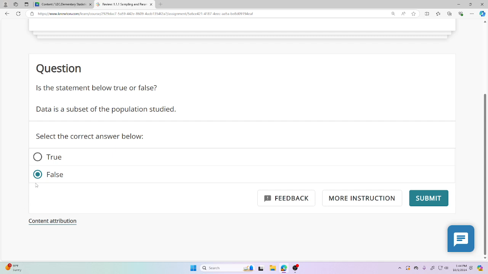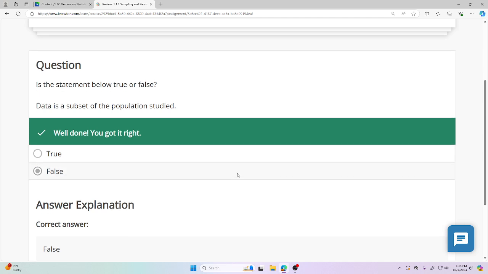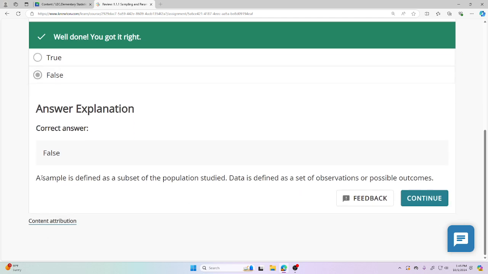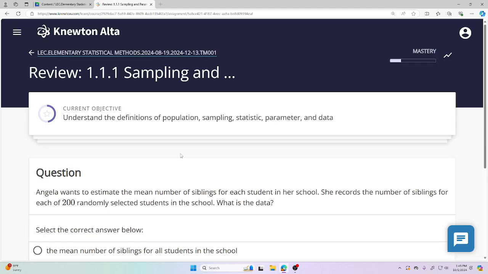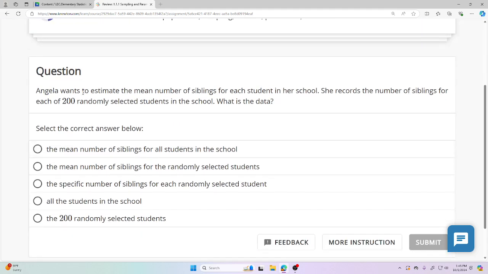That's all it is. And now I probably ought to know what the subset of a population studied is, and I should probably also know what data is. Okay? So I'm going to say false because I think that means sample. That's my guess. Okay, I'm going to say sample, and right there, sample. There it is. I was right. Thank you. I got one right. So let's keep going.